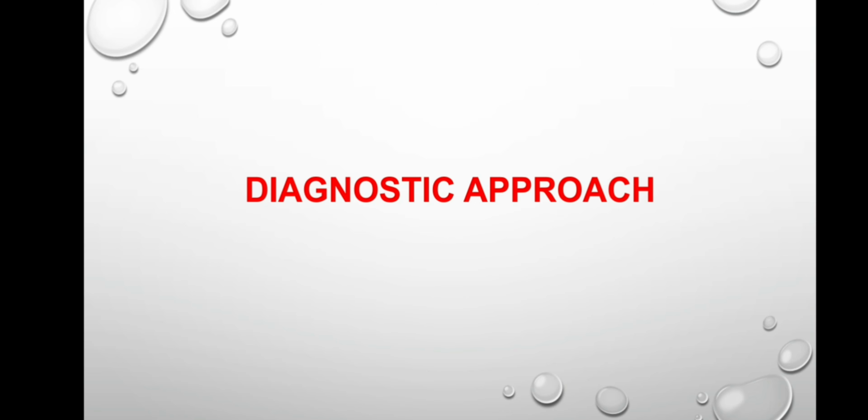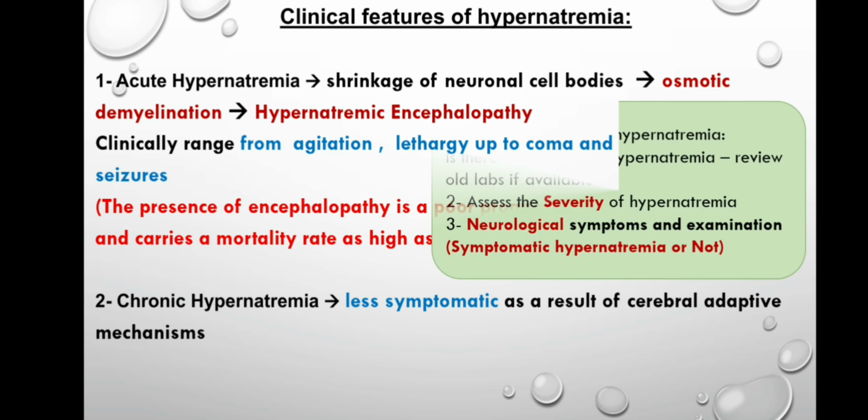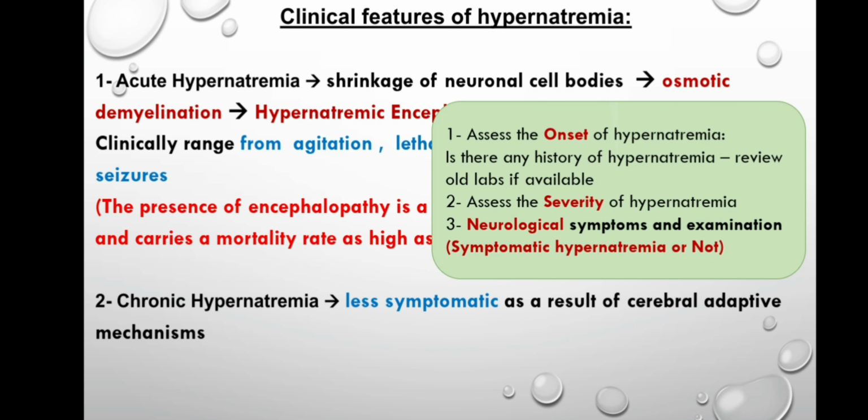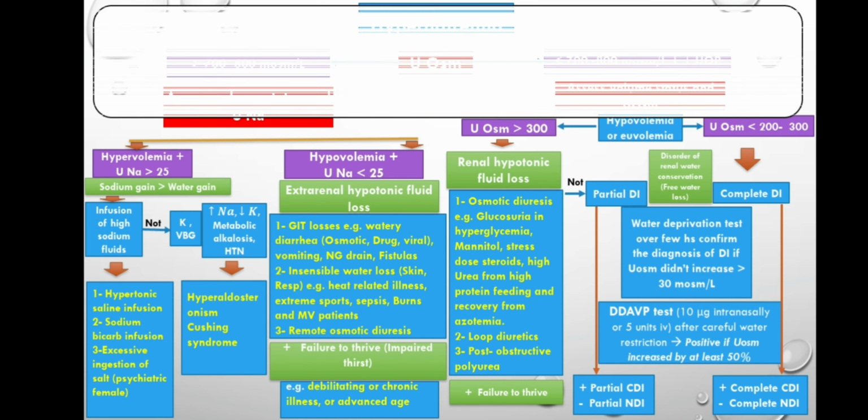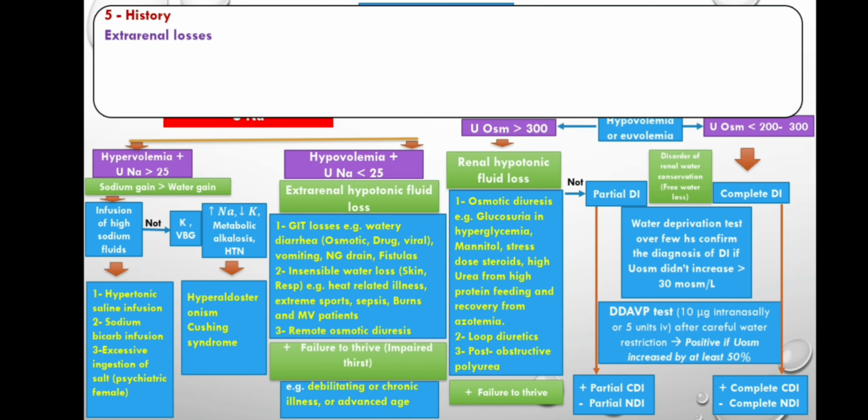Again, what is the diagnostic approach? It is a repetition of what we covered, but it's a systematic approach. First of all, you should assess the onset of hypernatremia, take a history of hypernatremia before, and review the patient's labs if available. Assess the severity of hypernatremia and assess neurological symptoms and examination to find if this patient has symptomatic or asymptomatic hypernatremia. And take history from the patient. Is there extrarenal loss? Is there any diarrhea, vomiting? Is the patient febrile? Any signs of sepsis?